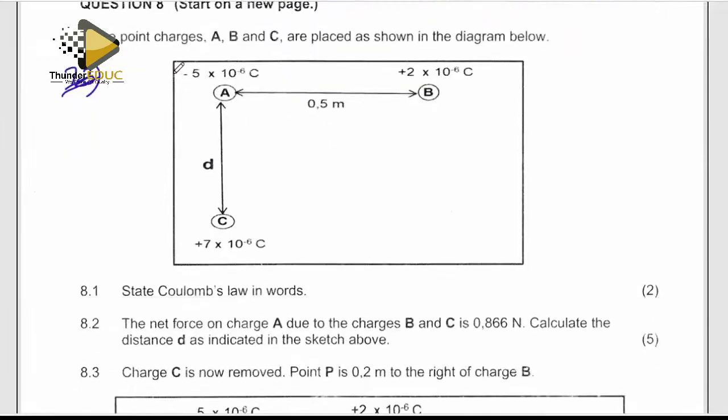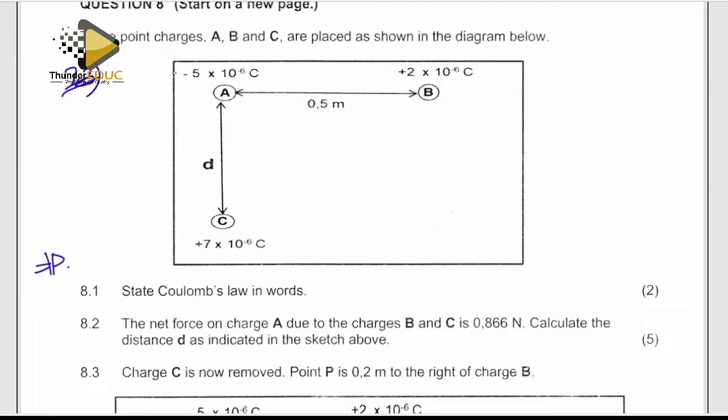Question 8, three point charges A, B, C placed in a diagram as shown below. Can we state Coulomb's law in words? So these laws we need to know. We need to remember how to state them, because these are just a giveaway.